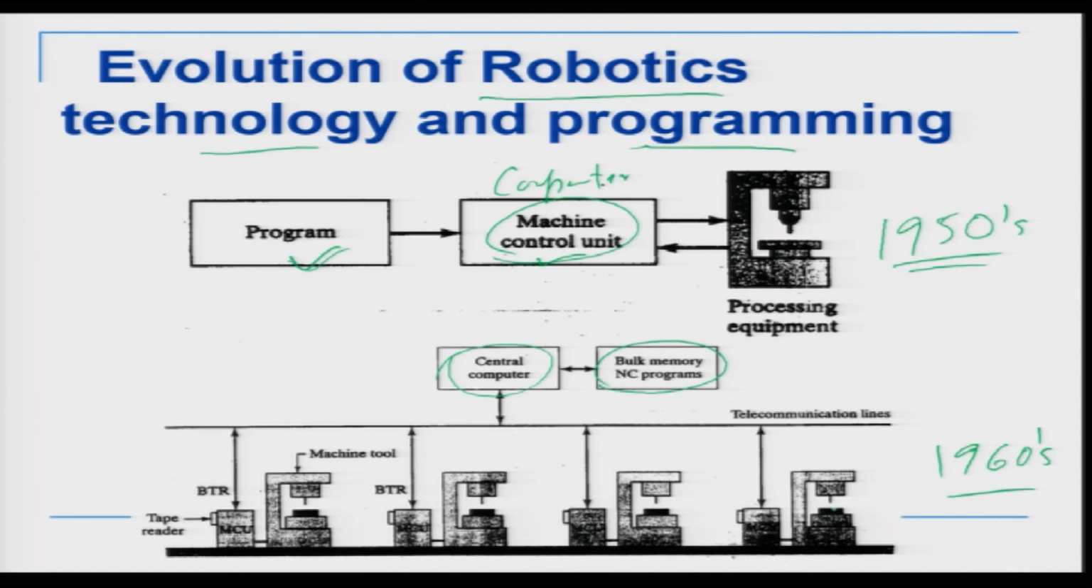So this is essentially because computers became more and more powerful, in terms of the memory size and the ability to run several programs simultaneously, etc. So we have one computer, many machines.